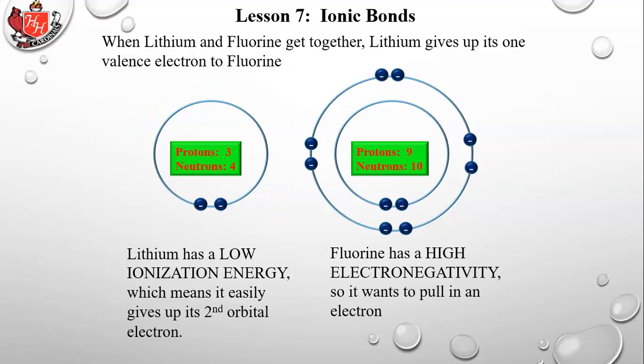So you notice how they both have filled their valence orbital. Fluorine has 8 electrons in its second orbital. That's a full octet in its valence orbital. And lithium lost that electron in its second orbital and lost the second orbital. So now it has a full valence orbital, which is now its first orbital.